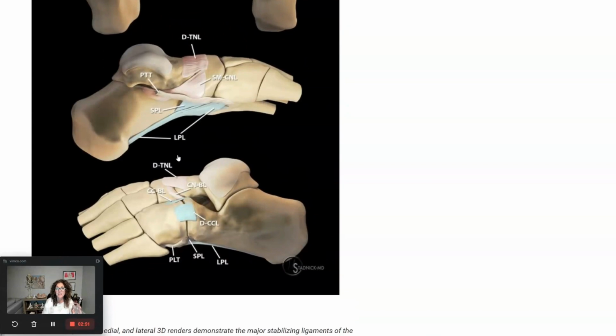Let's look at that now medially. What we see is some of that dorsal talonavicular ligament. We're going to move into that band and arm that's going to hug that talar head. That's the supromedial spring ligament.